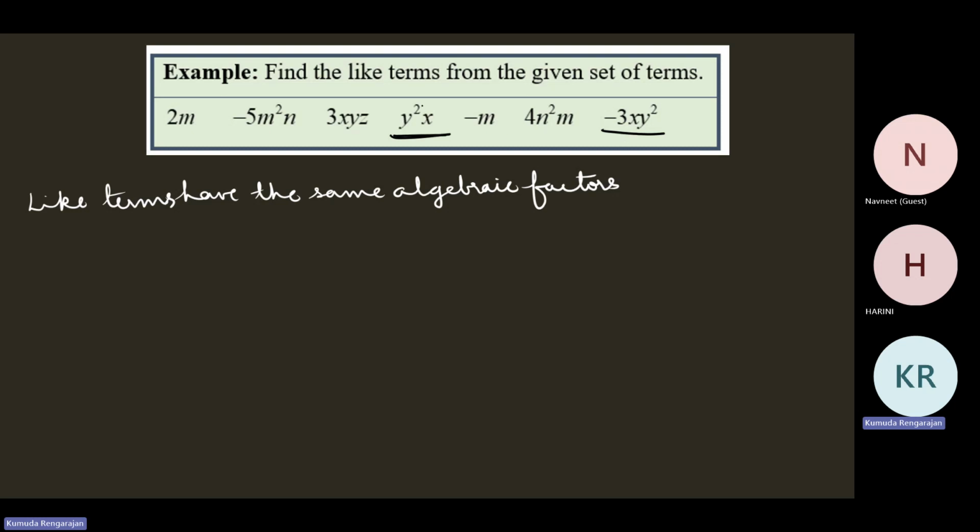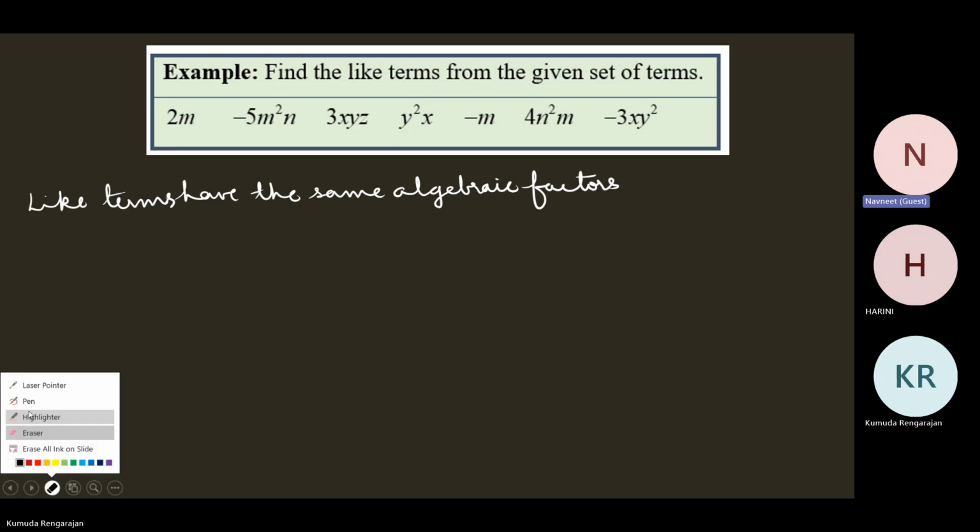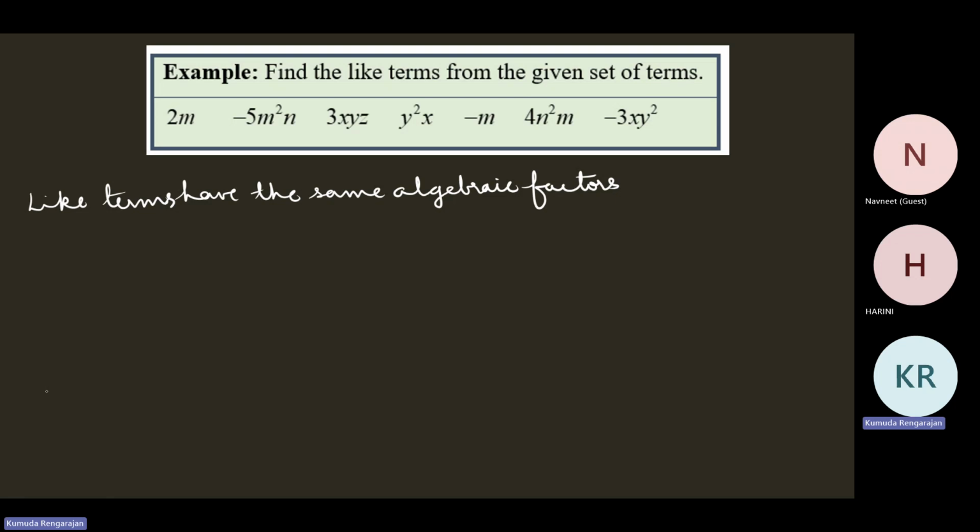Why? Because here there is y squared, here also there is y squared. Here there is x, here also there is x. They have the same algebraic factors, so they are like terms. Yes or no? Yes, ma'am. It doesn't matter if they are not in the same order. Order does not matter. The numerical factors also don't matter. Only the algebraic factors. Like terms have the same algebraic factors.